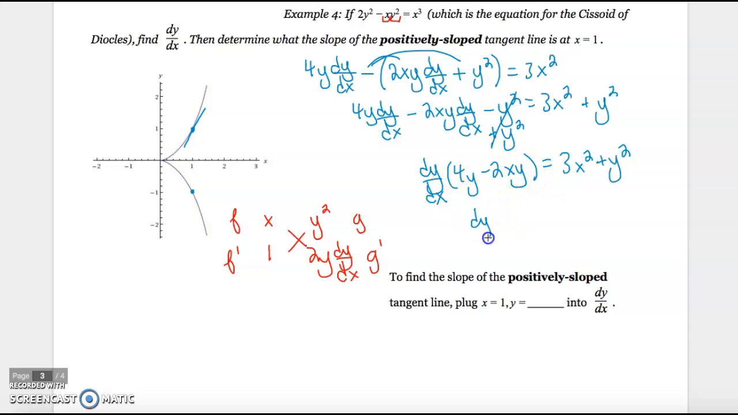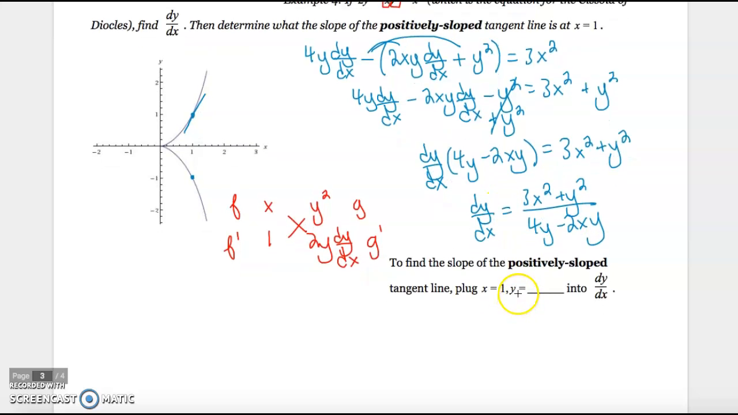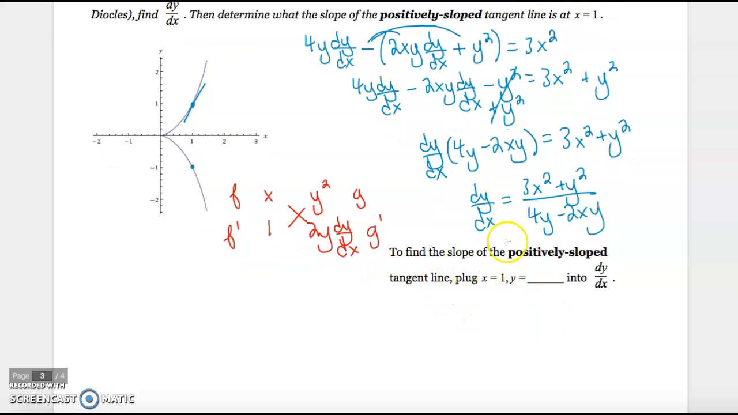So my final answer for my derivative for this equation would be 3x squared plus y squared divided by 4y minus 2xy. There isn't a term that's common between all of these, and there is no number that goes into 2, 3, and 4, so I can't reduce this at all. Okay, so that's my derivative, and now we want to find the slope of the positively sloped tangent line.